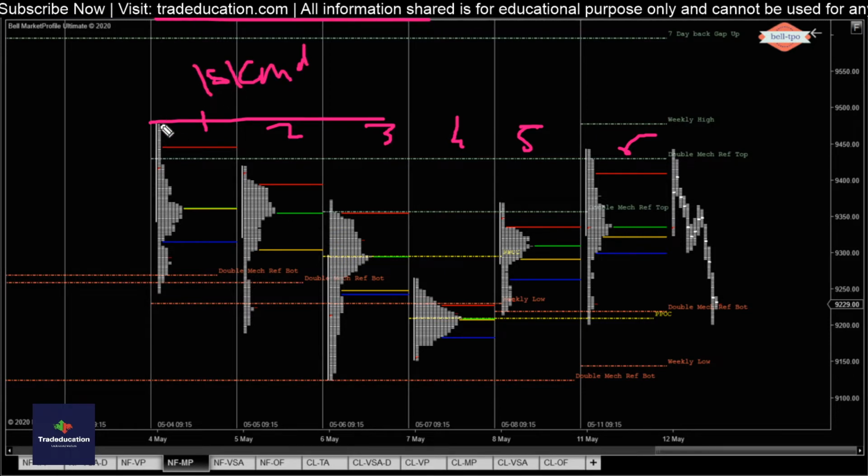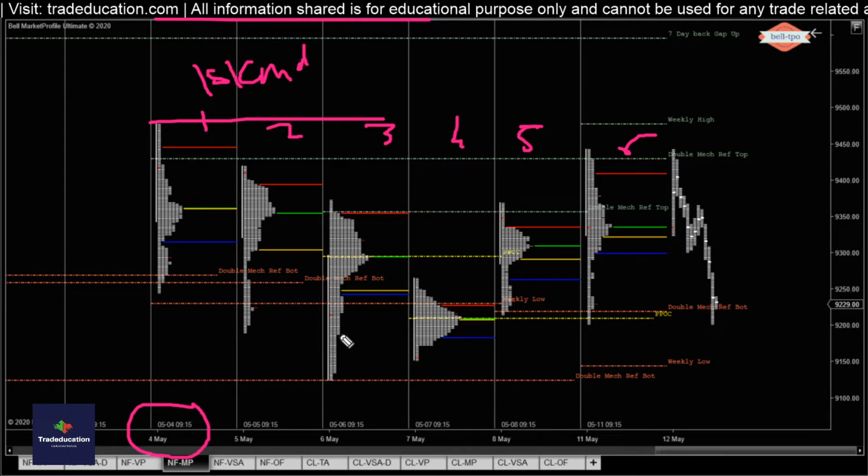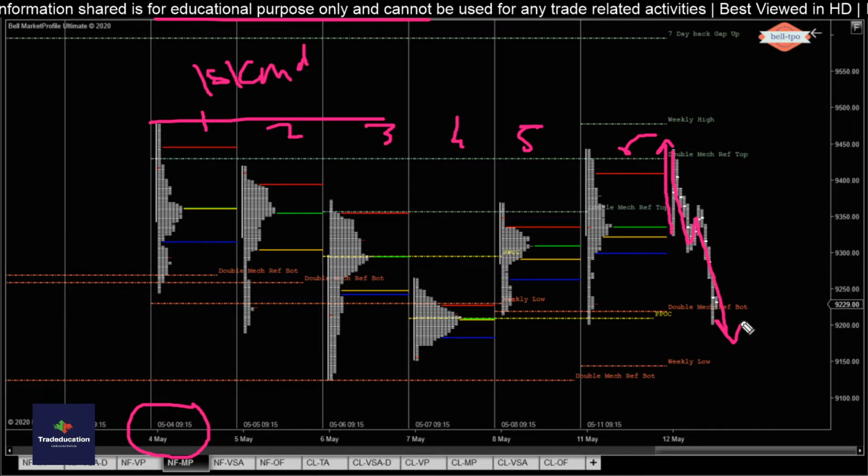Okay, so a lot of stops will be built above the 4th of May high, so do keep a note of that. And then what happened is earlier we had a sharp up move followed by a down move. Okay, so overall the context is bearish.